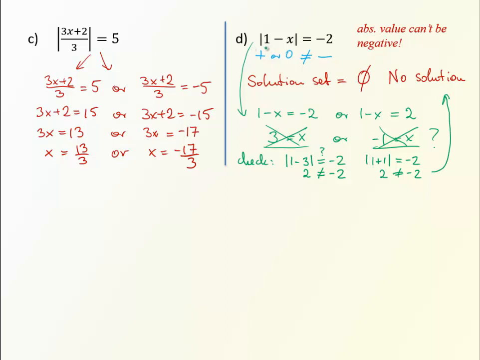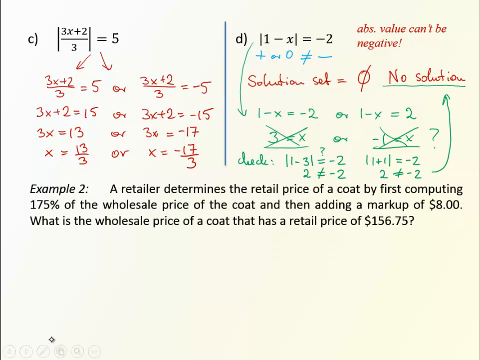So it was beneficial to notice from the beginning that the left side is positive or 0 and the right side is negative, and claim that there is no solution at once. And here we have the last example, an application problem. A retailer determines the retail price of a coat by first computing 175% of the wholesale price of the coat and then adding a markup of $8.